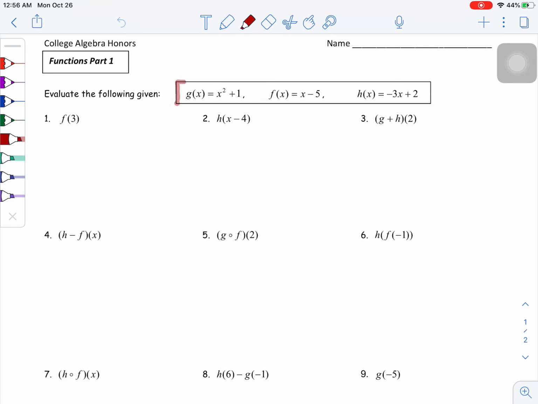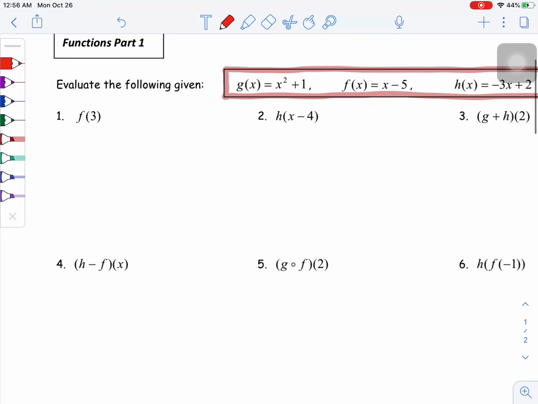We have three functions that have been defined up at the top. We have a g of x function, an h of x function, and an f of x function. And depending on the problem, depends on which one of these or ones we're going to use. Problem number one says f of 3, so I'm going to focus on the f of x function. And f of x is equal to x minus 5. So to find f of 3, I am going to replace x with 3 and simply figure out what 3 minus 5 is. So that's going to be negative 2.